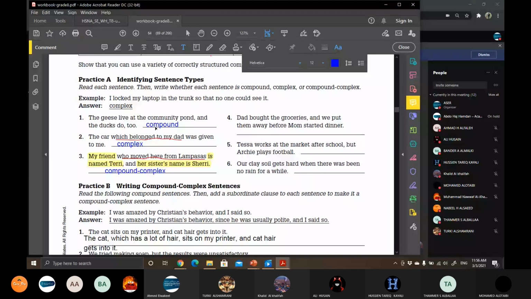Number 4, Dad bought the groceries and we put them away before Mom started the dinner. Compound. Complex. Number 1, Dad bought the groceries. Independent clause. We put them away. Independent clause. Before Mom started dinner. Dependent clause. So we have 2 independent clauses and only 1 dependent clause.